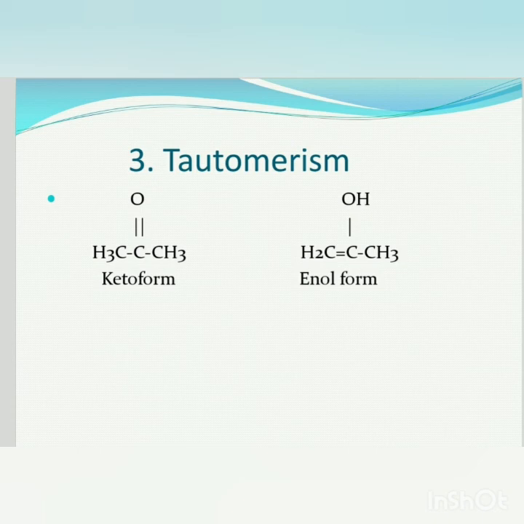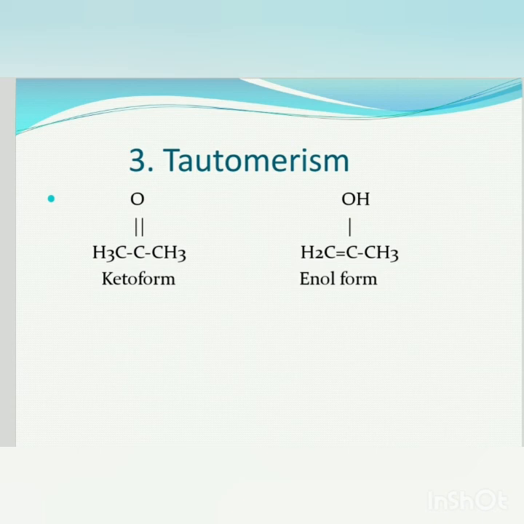Yes, it is an enol form. En means double bond and ol is the alcohol OH group. So that's why it is the enol form. So these keto form and enol form are the tautomers. These are two interconvertible isomers.